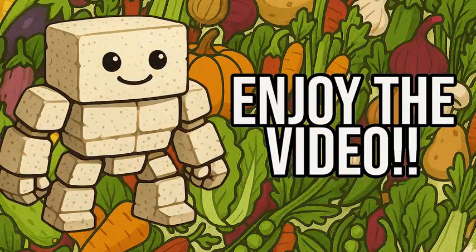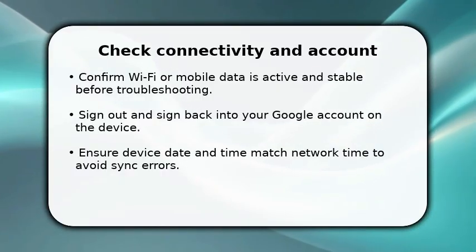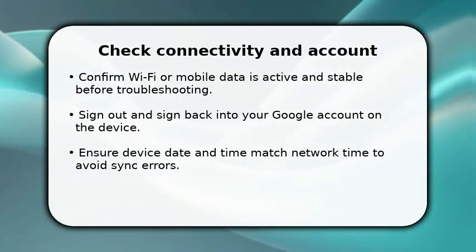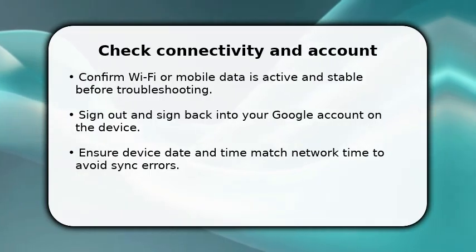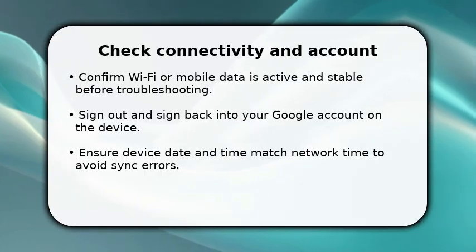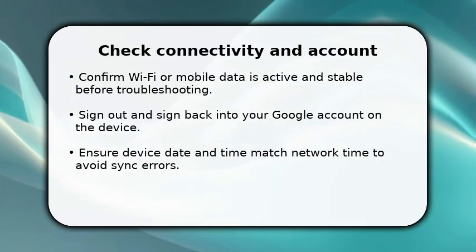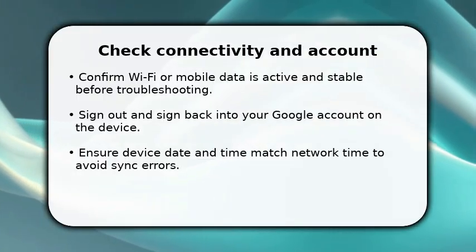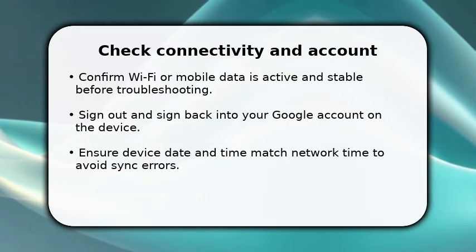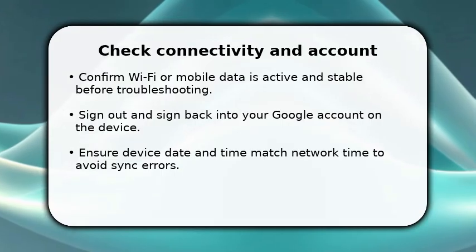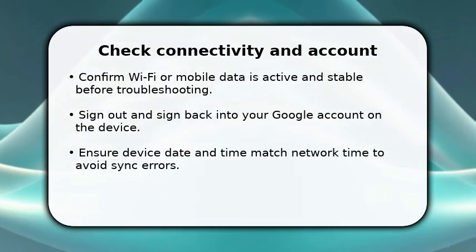Please enjoy the video. First, confirm your internet connection is active and stable on this device. Check Wi-Fi speed or mobile data signal and switch networks if needed. Next, sign out of your Google account and sign back in to refresh permissions and sync. Also verify the device date and time match network time to prevent certificate or sync errors. Finally, reboot the device after signing back in to apply account and network changes.